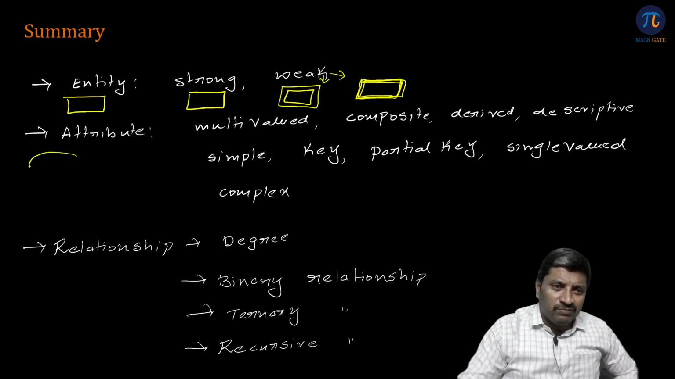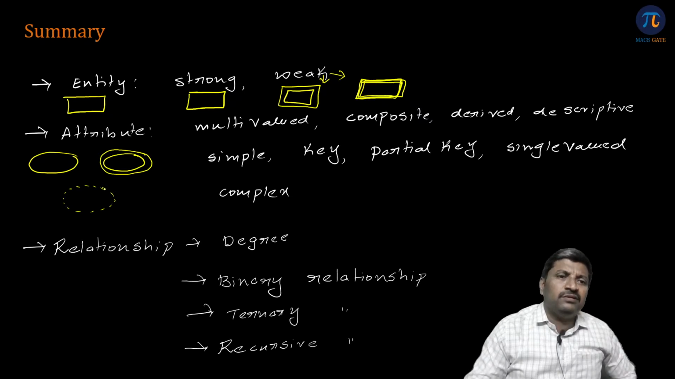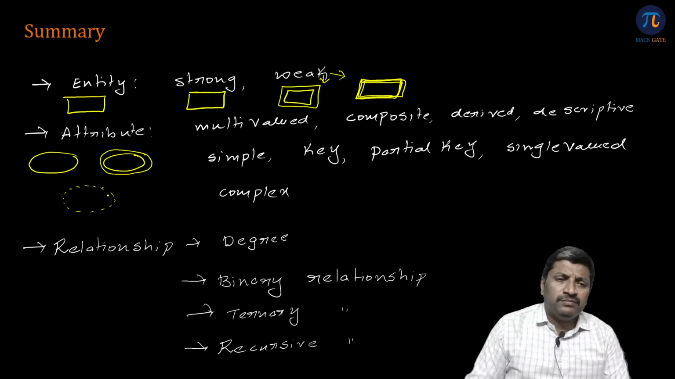Attributes we have seen, sir. This is the first one. Double line where you use, sir, multi-valued. And we use this one for this one. What is that, sir? Derived attribute.